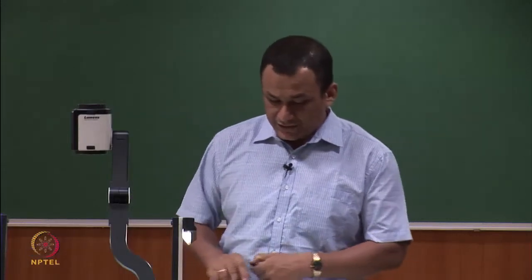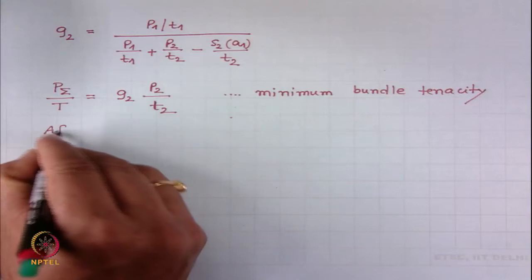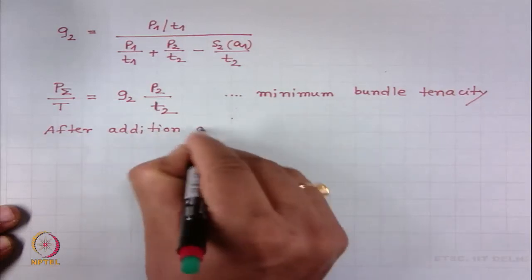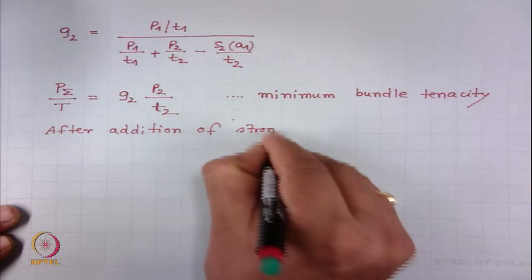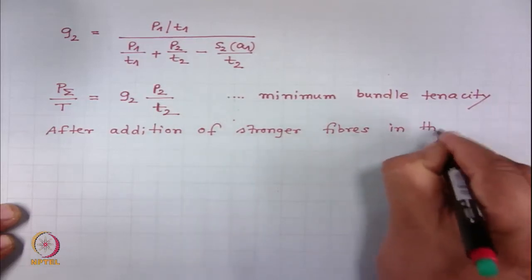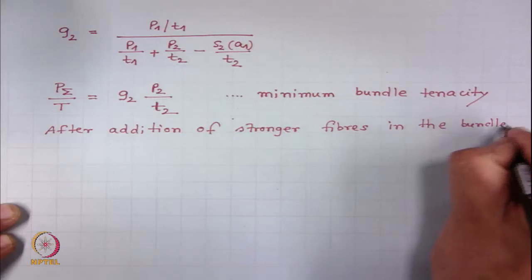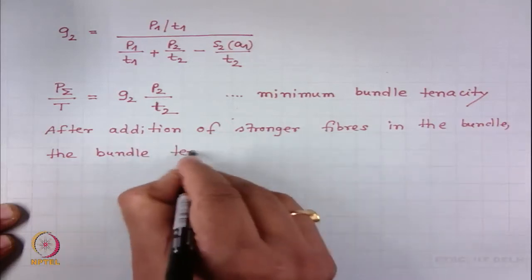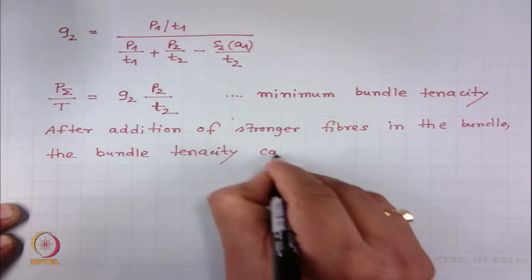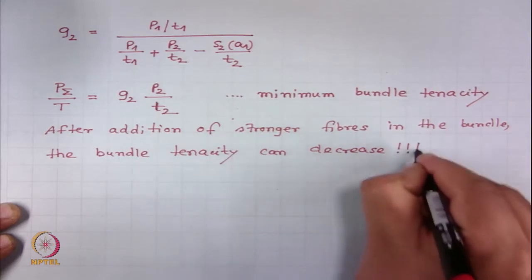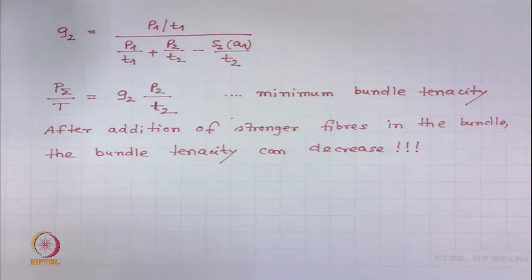So, the interesting part of this theory is that after addition of stronger fibers in the bundle, the bundle tenacity can decrease. Very much surprising. However, it is true. Hamburger's theory tells us about this.